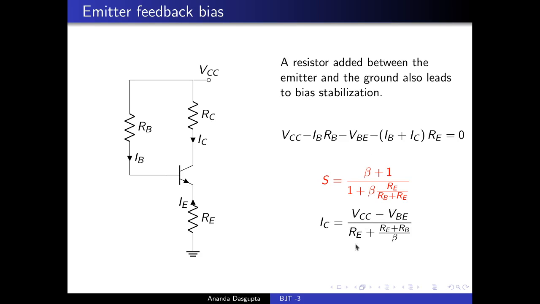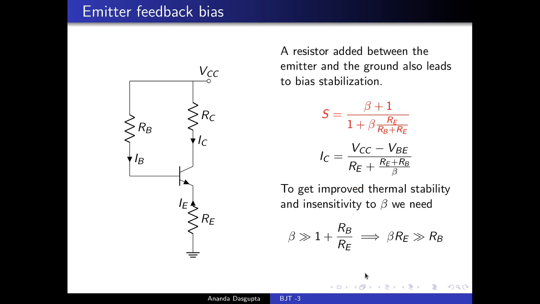So the question now is, if I want S to be rather small and want IC to be significantly independent of beta, what is the basic condition? It turns out the basic condition in both cases is this, that RE by RB plus RE has to be reasonably large. Or beta times RE by RB plus RE has to be large. That's what you really want.